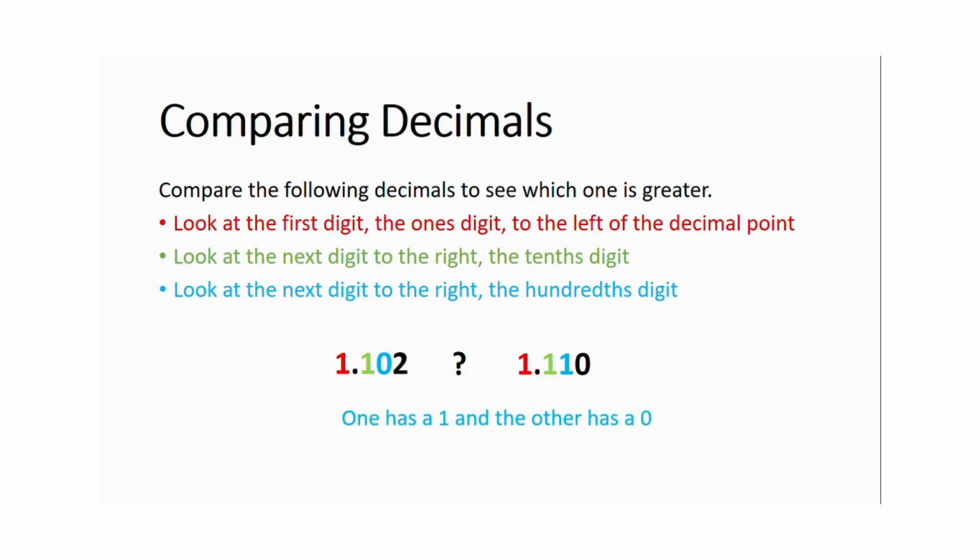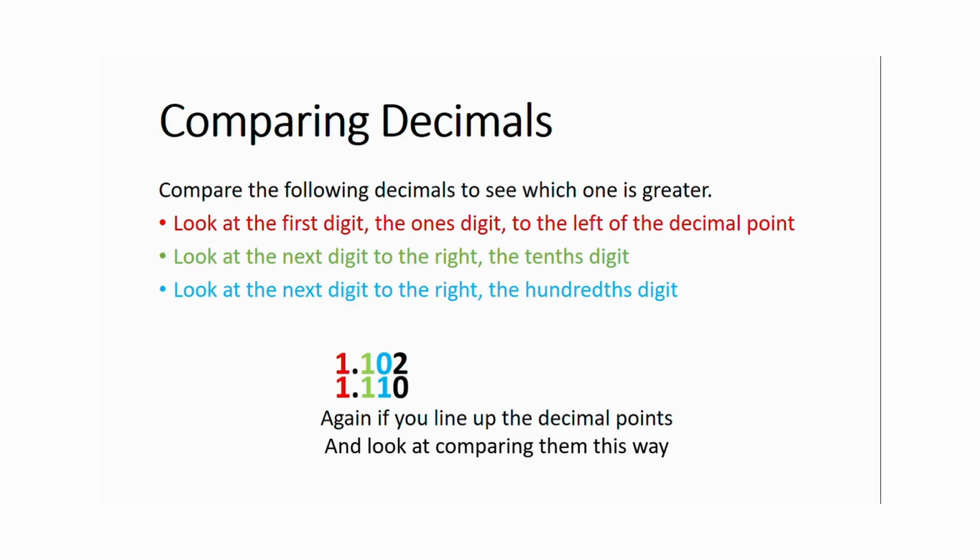One has a 1 and the other has a 0. 1 is greater than 0. So 1.110 is greater than 1.102. No need to look any further. Again, if you line up the decimal points and look at comparing them this way, it might be helpful to see.